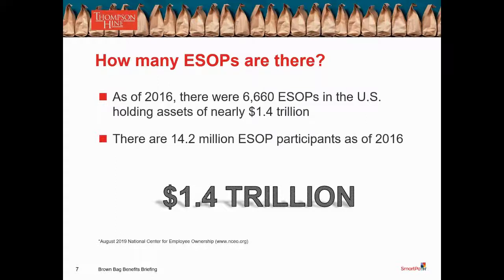As of 2016, that's the most recent year that we have full data on, there were over 6,000 ESOPs in the United States holding assets of nearly 1.4 trillion. That's trillion with a T in dollar amounts, and over 14 million participants.